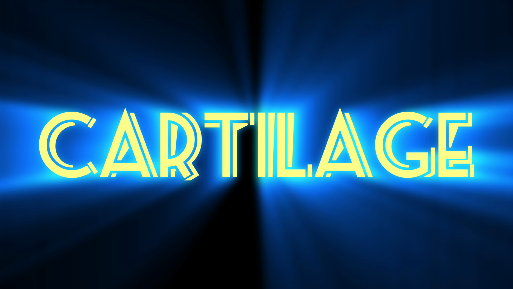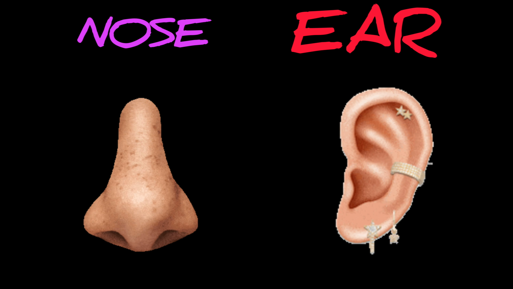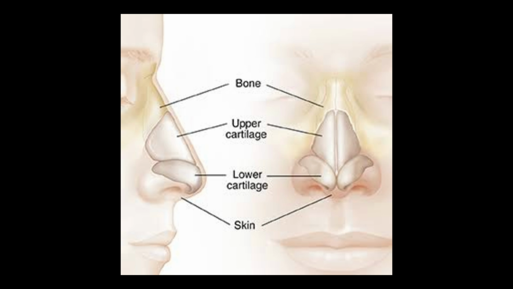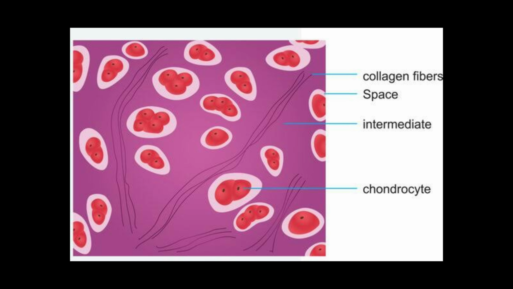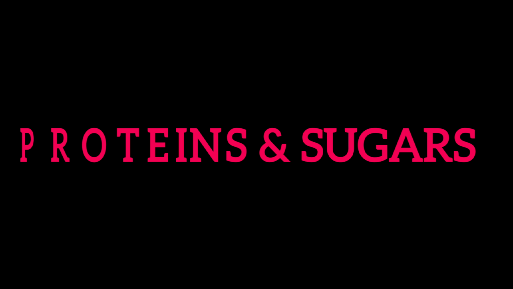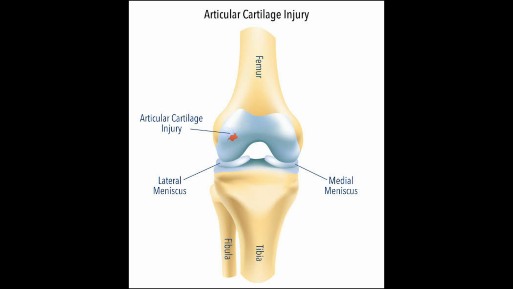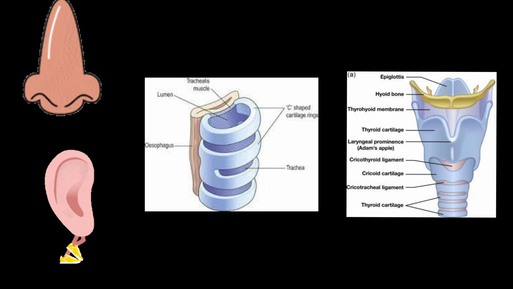Now let us see about cartilage. We have soft bone at the tip of our nose, ear flaps, etc. This soft bone-like material is called cartilage. It is a kind of connective tissue. Cells of the cartilage are widely spaced. The matrix of the cartilage is made up of proteins and sugars. The surface of the bones are smoothened by cartilage. Cartilage is present in nose, ear, trachea, larynx.